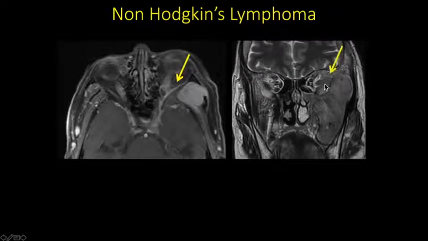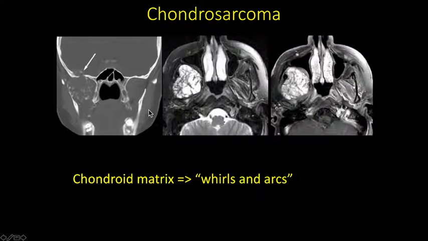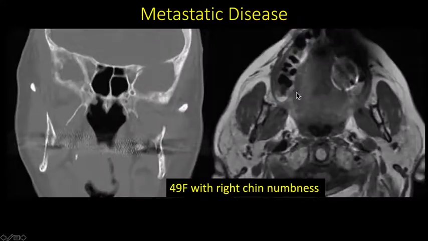Again, it's intermediate to dark on T2. This is a classic chondrosarcoma with the whorls and arcs of chondroid matrix. Here there's an intracranial component. The whorls and arcs will be darker on T2 because they're mineralized and will not enhance as much.